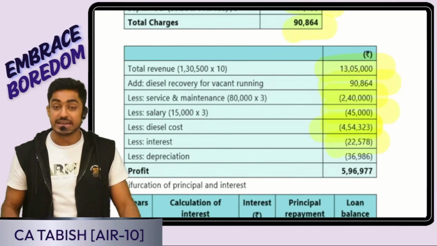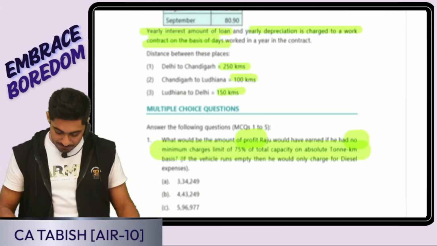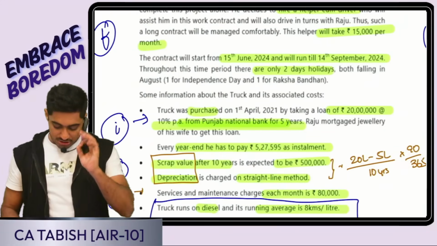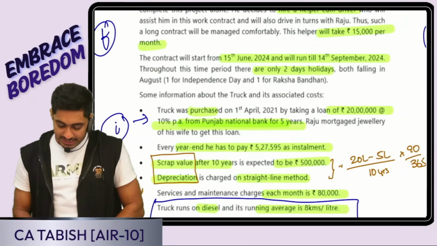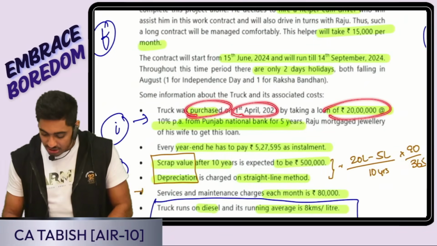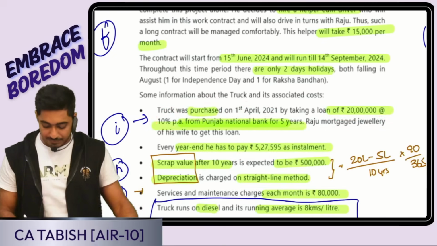Okay boss, this also we did. Then comes my interest cost. How do we do the interest cost? This is simple, but here also there is a small twist. Pay attention students, what is the question saying about interest? When did I purchase the bus? 1st April 2021. At what price? 20 lakh. How much is the interest? 10% for 5 years. Every year end, how much installment am I paying?